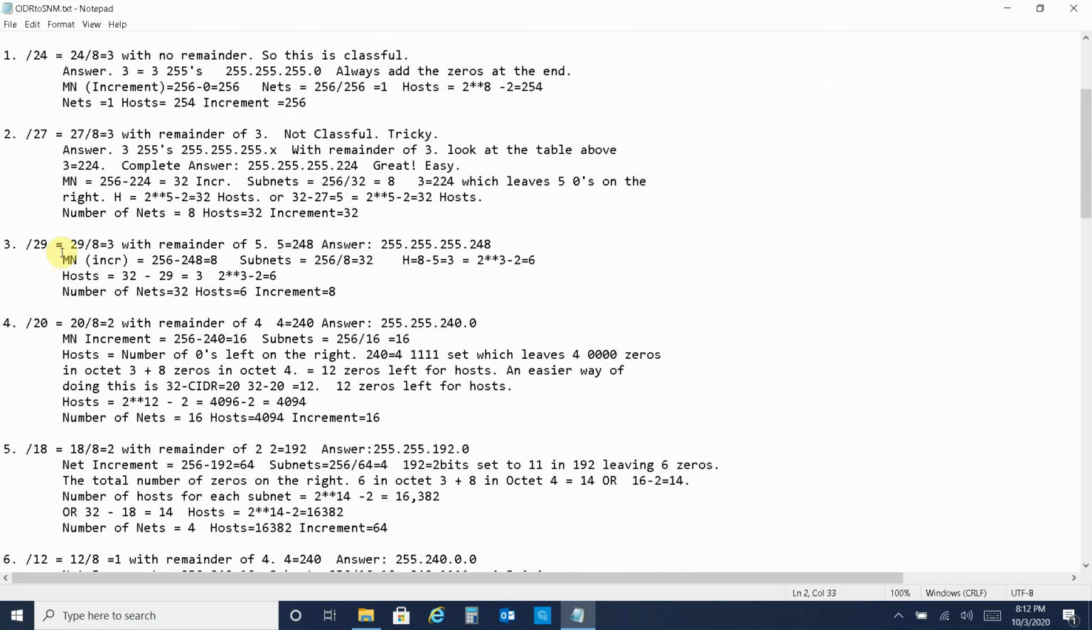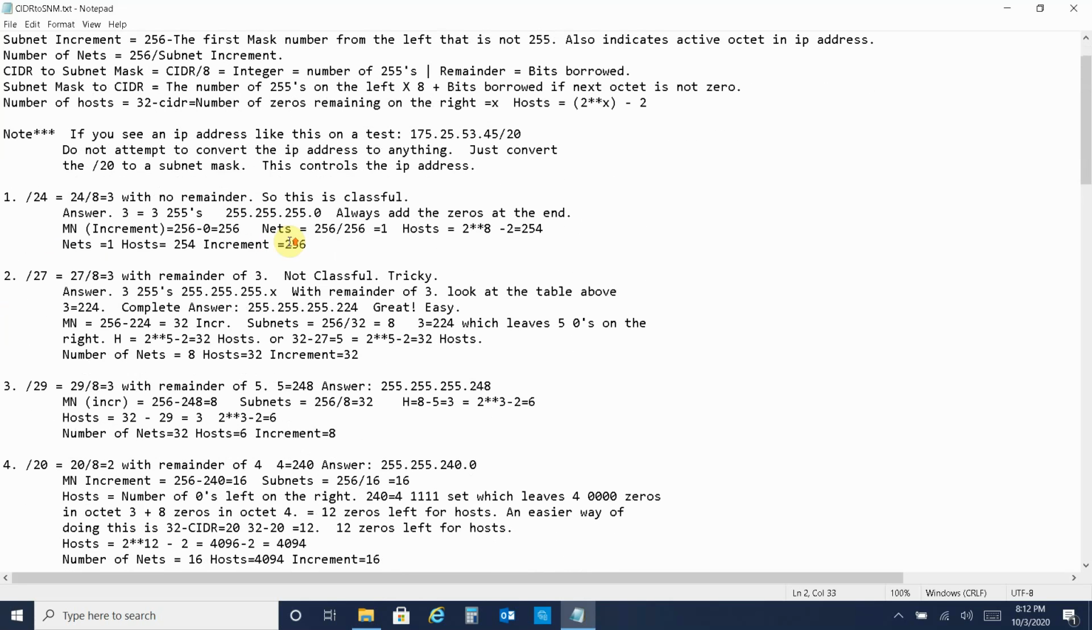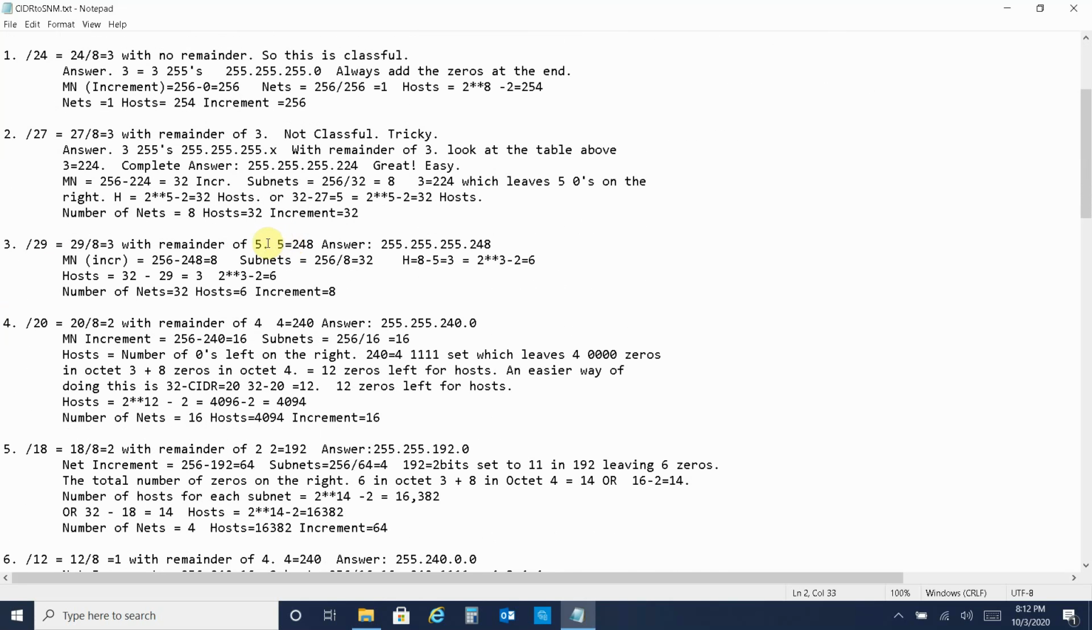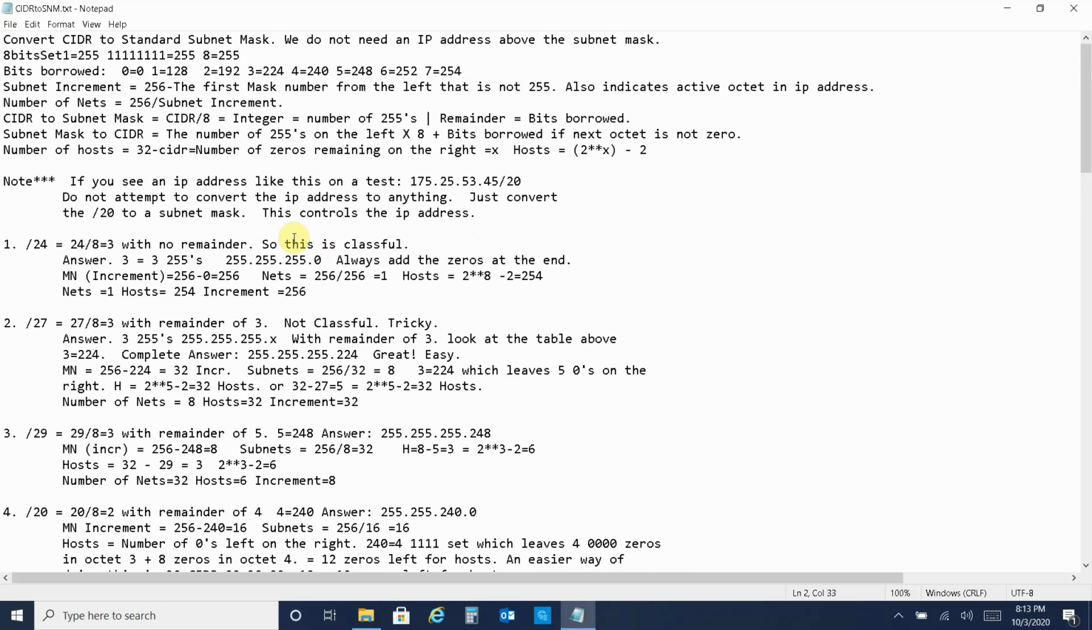/29. 29 divided by 8 equals 3 with a remainder of 5. 5, we know, is 248. Okay, so the 3 again means we're going to have 3 255s. 1, 2, 3. And the last one is 248. The remainder is what you put at the last. 5 is 248. You go up here, 5 is 248.